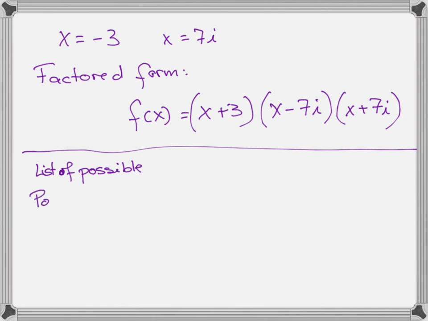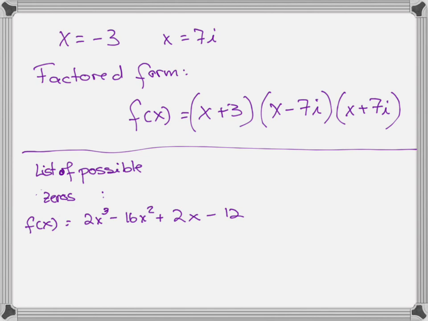List of possible zeros from the polynomial. Okay, f of x is, do I see a nice one here? That's too easy. I'm gonna make one up. 2x to the third minus 16x squared plus 2x minus 12. There you go. List of possible zeros.